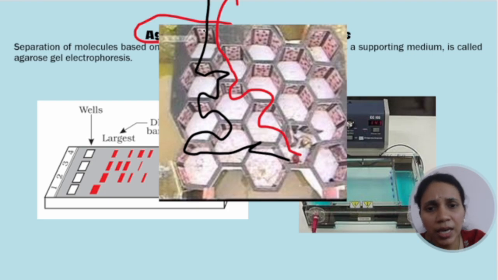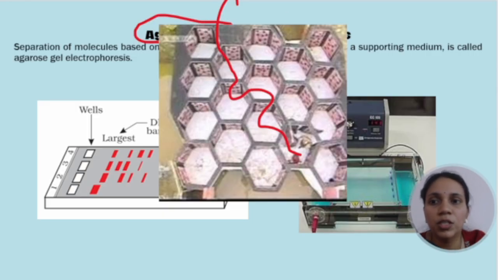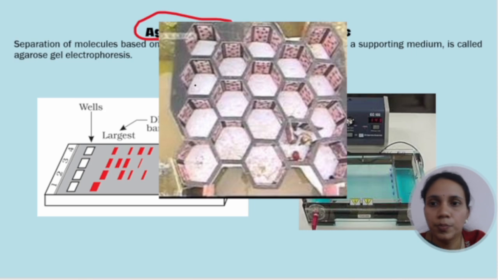So for DNA gel electrophoresis, you have to remember this particular honeycomb maze. It will be very easy for you to understand the principle of this particular topic.